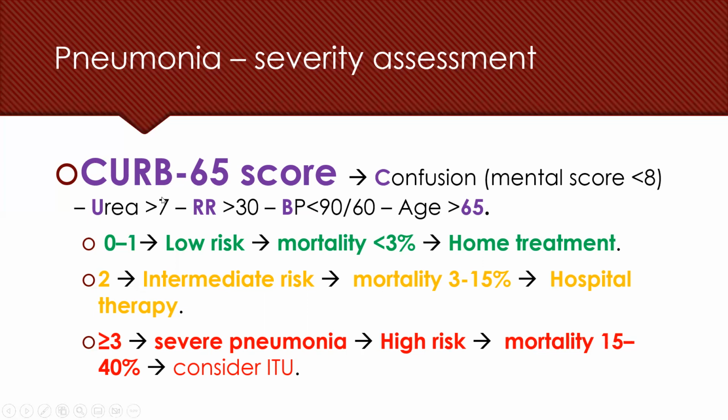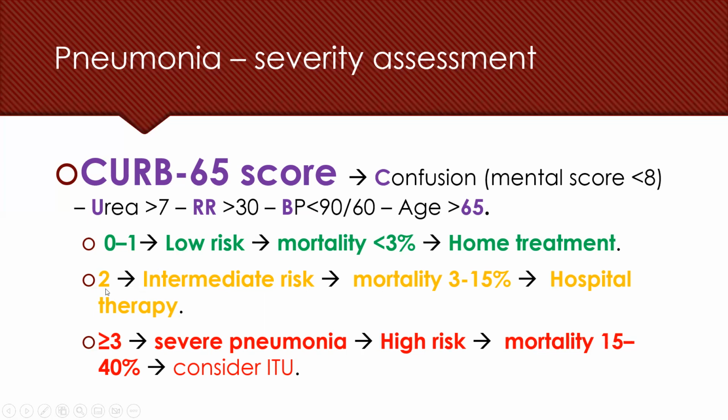Regarding this CURB-65 score, in the clinical scenarios or questions that you have in the question banks, the CURB score of the patient will not be mentioned directly, but the data will be dispersed within the clinical scenario, and you have to collect this data and calculate the CURB score, and according to it, your management plan will be defined. If the CURB score is from 0 to 1, this is a low-risk score, I mean the mortality is less than 3%, and this patient is advised for home treatment.